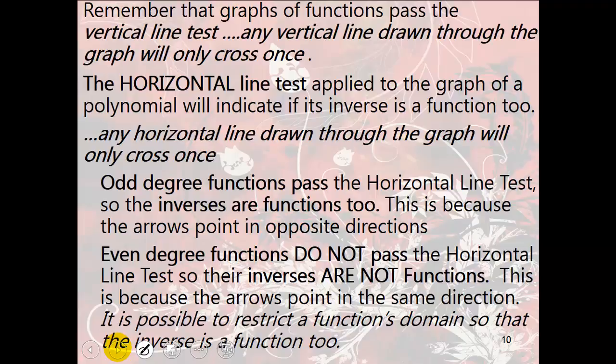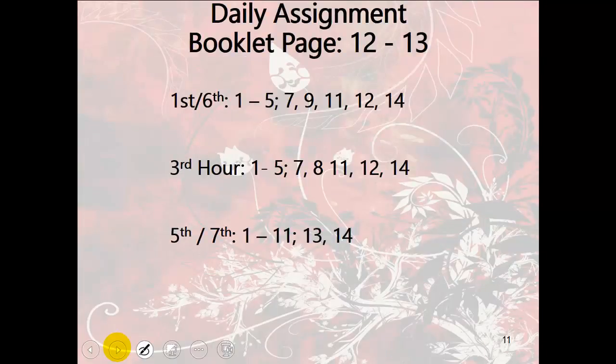Sometimes when you get a lot of middle terms in there, like if you're in really high, like x to the 7th, it might not work like that. But a lot of x cubes are. Even degree functions never pass the horizontal line test, so their inverses are never functions. This is because the arrows point in the same direction. But you can restrict a function's domain, like with the square root function, so that its inverse is a function too. So this will be your video questions, or your daily assignment for tomorrow.